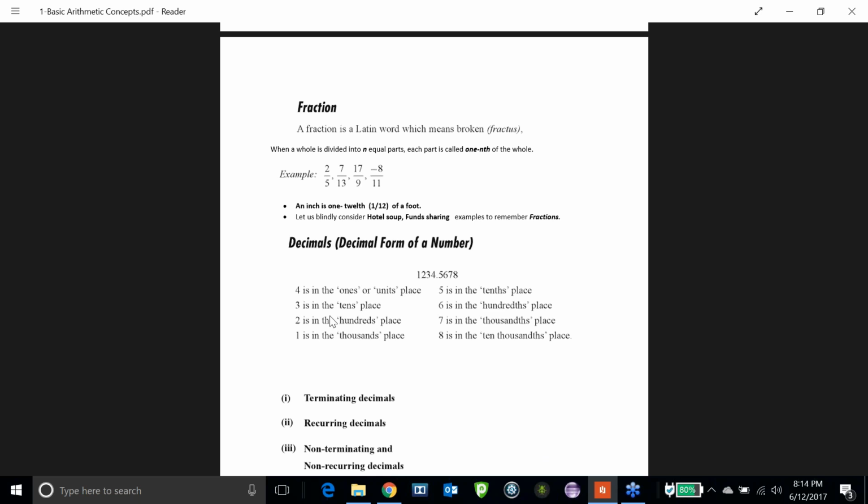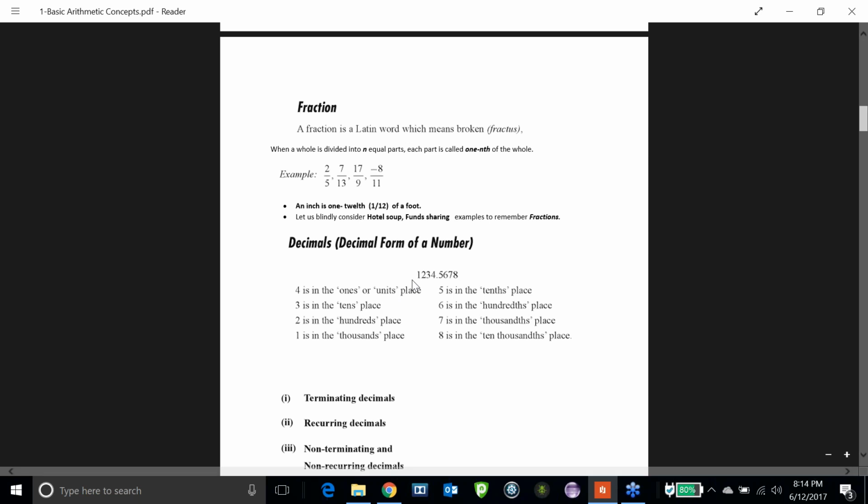Now, coming to decimals. What are decimals? Fractions normally can be expressed in another form. Those are called decimals. When you divide 1 by 4, see, 1 by 4 is a fraction. When you divide 1 by 4, you will get 0.25, which is nothing but a decimal. And when you divide 1 by 3, you will get a result of 0.33, which is nothing but a decimal.